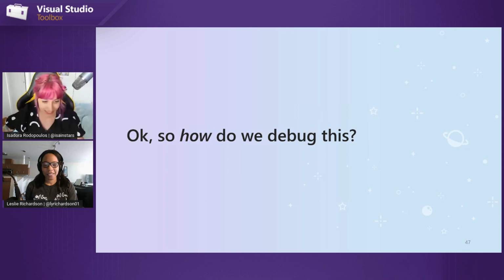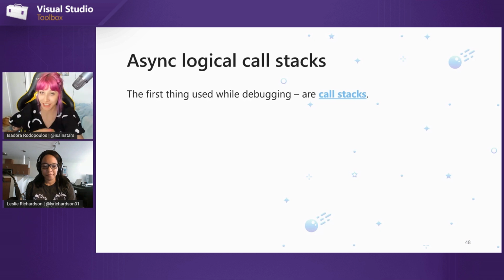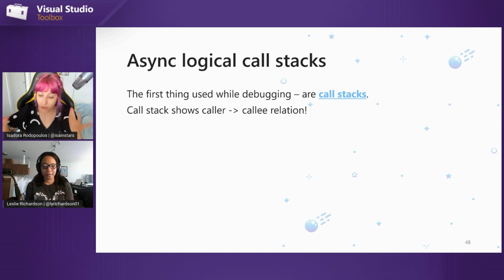All right. So how do we debug this? So first, I just want to bring the concept of async logical call stacks. And call stacks in debugging, for me personally, are the first thing that I use while debugging. They are very important because they basically tell us the caller and callee relationship, which is basically how do we end up where we are. So whenever I'm breaking into a process, I want to know how exactly I ended up there in the first place.